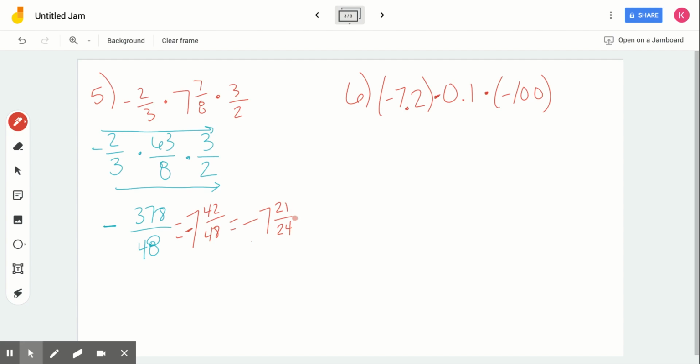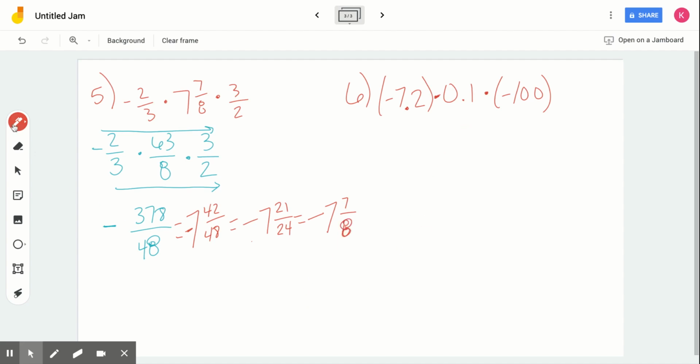Now I know that 21 and 24 are both multiples of 3. So 21 divided by 3 is 7. 24 divided by 3 is 8. So my final answer is negative 7 and 7/8.